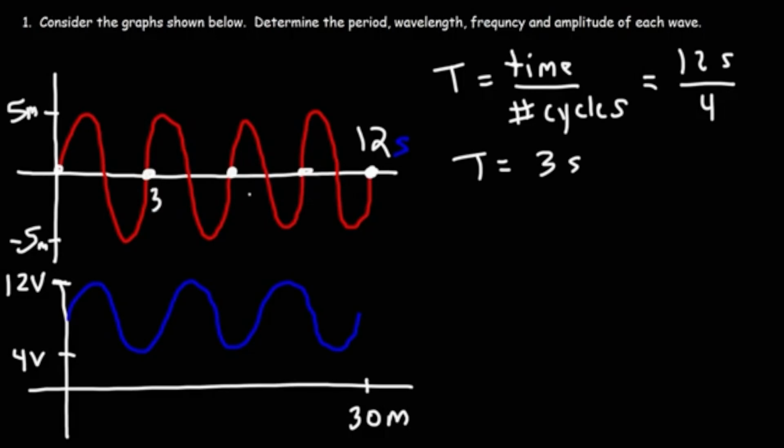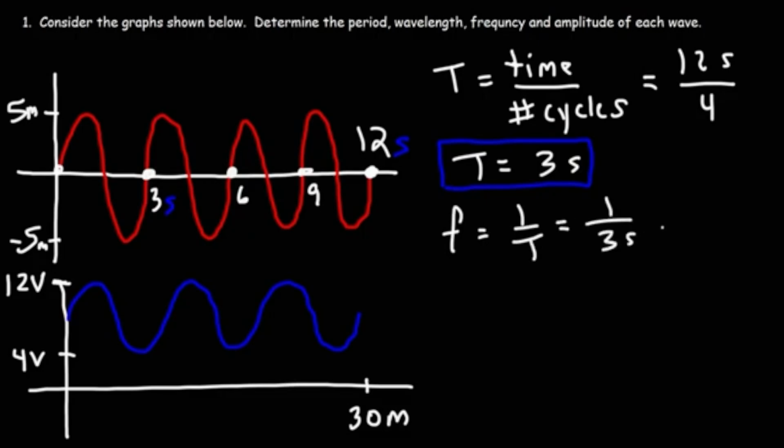So this is 3, this is 6, this is 9, and that's 12. So that's the period, the time it takes to complete a single cycle. Now the frequency is 1 over the period. So that's 1 over 3 seconds, which is approximately 0.33 hertz.